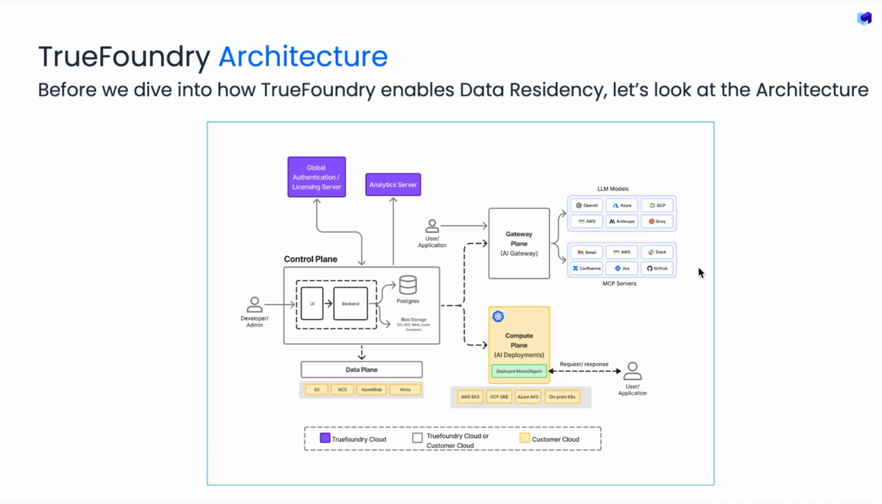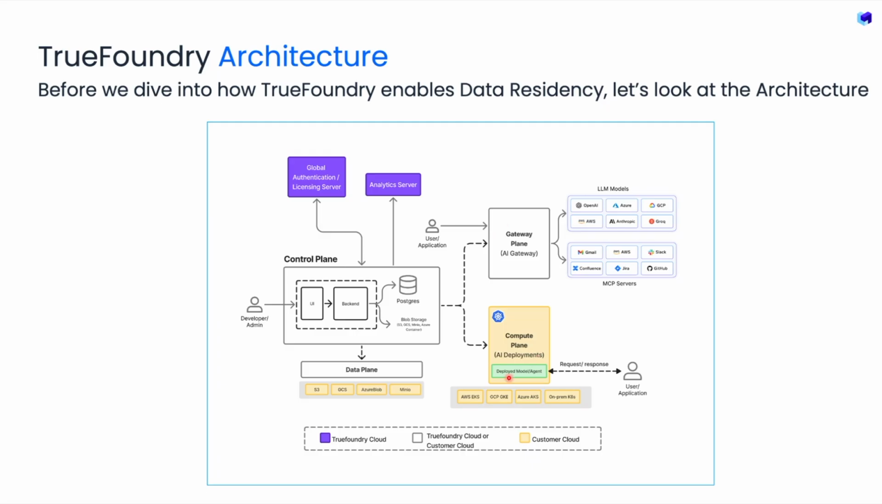Before we dive into how TrueFoundry enables data residency, let's look at the architecture in a bit more detail. TrueFoundry comprises a split plane architecture with the control plane as the orchestration layer and the compute, gateway, and data planes as the execution and data layers. The control plane is the brain of the platform. It is responsible for managing the overall configuration and orchestration of the platform components. We provide both a hosted control plane that you can use or you can self-host the control plane as part of our enterprise plan. The gateway plane comprises one or more deployments of the TrueFoundry AI gateways.